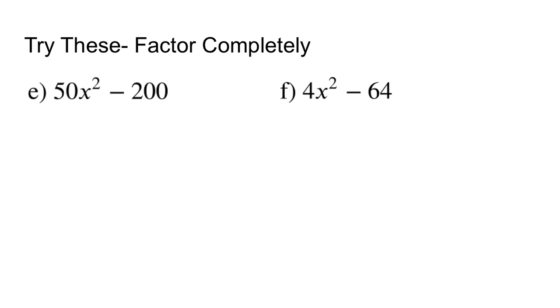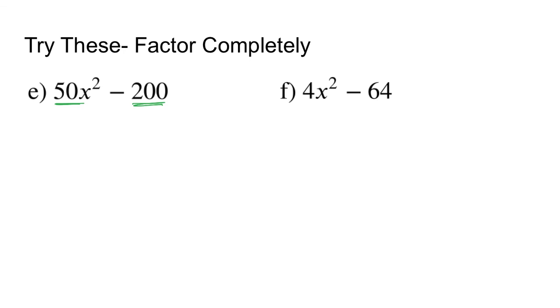For letter E, 50 x squared minus 200. They're not perfect squares. What's up with this one? This is the hint that I needed to tell you about. This is that special one that I was speaking about at the beginning. In order to factor this problem, you first should always look for the GCF, and I bet you forgot about that here.